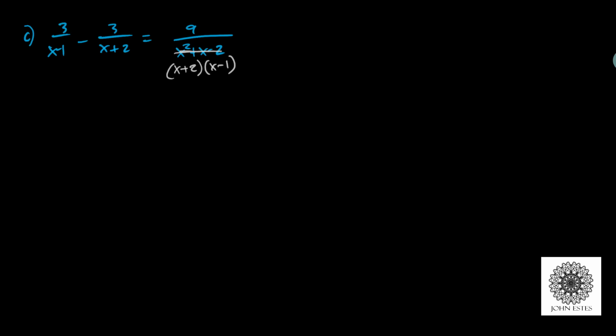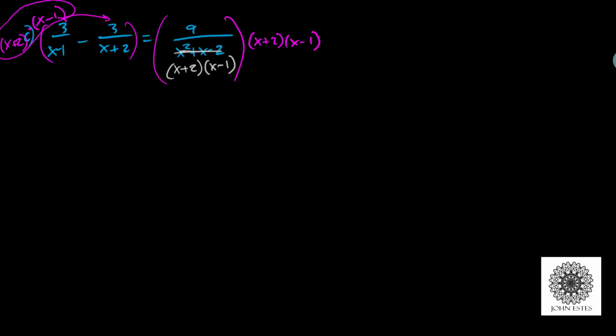Now I need to multiply on both sides of my equation to get rid of all this stuff in the denominator. I'm going to multiply by x plus 2 times x minus 1 on the right. That will cancel out the denominator on the right. That means on the left hand side, I have to multiply in that same thing, x plus 2 times x minus 1. And notice that when I distribute this expression across these two terms, it will cancel out the denominators in each of those, right?